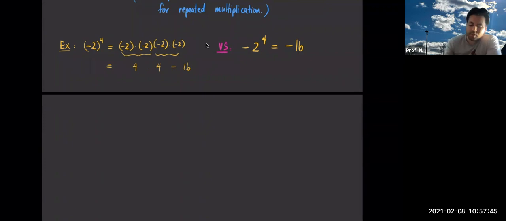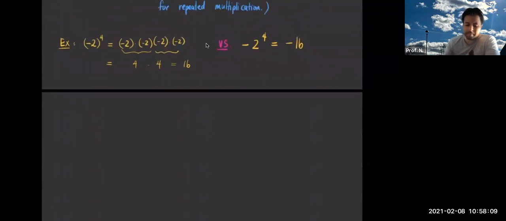So in -2 to the fourth, this 4 is not associated to the -2. This 4 is associated to the +2, just the 2 itself. That's why, in a way, you can think of it like this: this is 2 to the fourth first, and then you attach that negative at the end. So knowing where the parenthesis sign is tells you a lot.